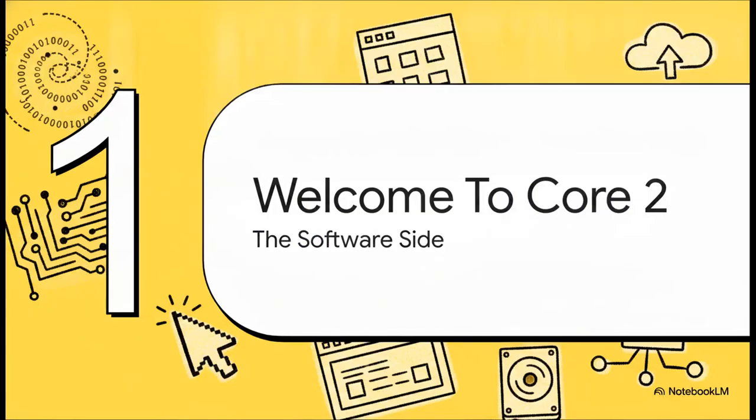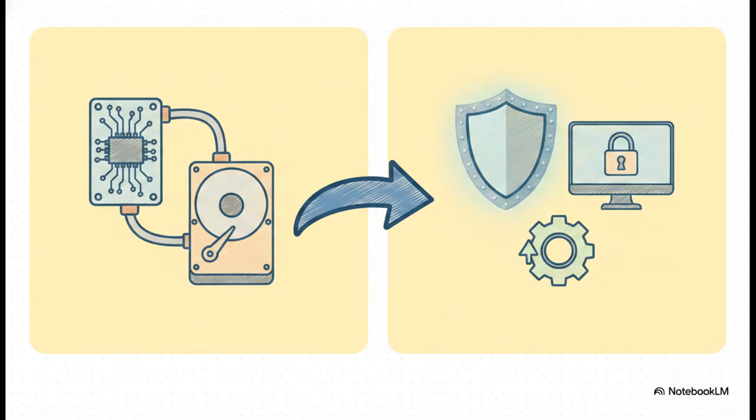Section 1. Welcome to Core 2, the software side. Okay, so if you just crushed the Core 1 exam, you know it was all about the physical hardware, motherboards, cables, getting things plugged in. It basically asked, can you build it and connect it? Well, Core 2 is the pivot. Now the question is, can you secure it? Can you fix it when the software inevitably crashes? And can you do it all professionally? We're talking operating systems, malware removal, and the day-to-day procedures that literally keep an IT department from catching fire.